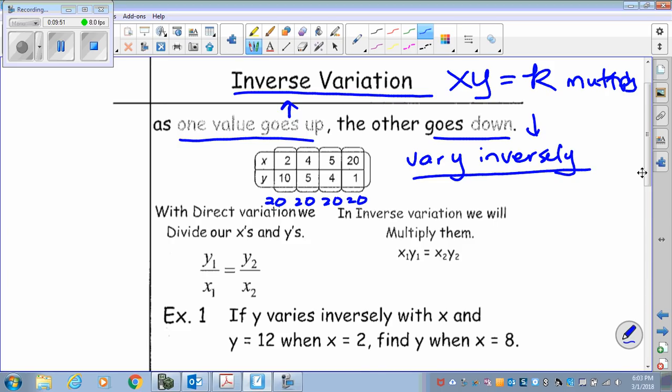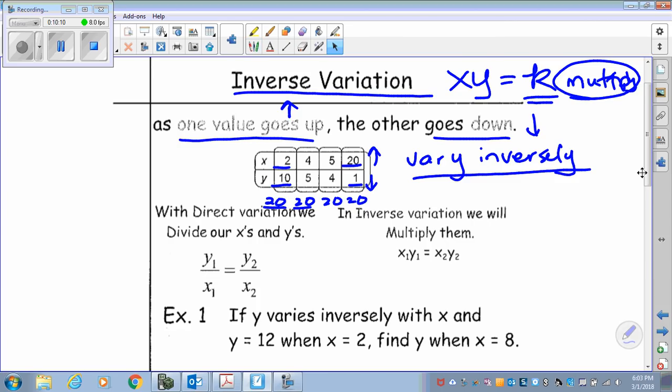All right, so the x's are going up. They go from 2 to 20, and the y's are going from 10 to 1. They're going down. X's are going up, and y's are going down. But you have to look at more than just that. You have to make sure that when you multiply them together, you get this constant. You have to get the same number, not just up and down.